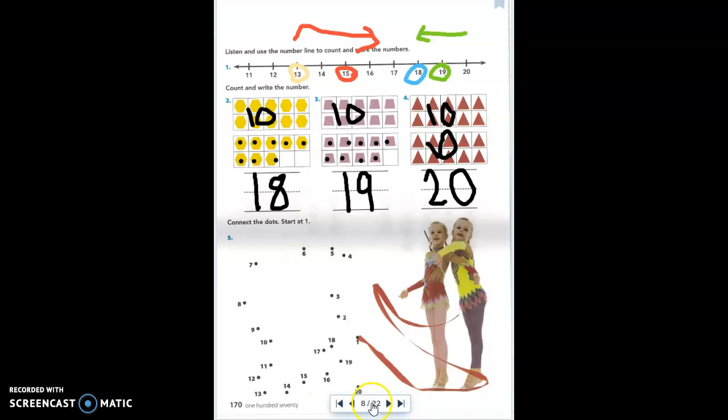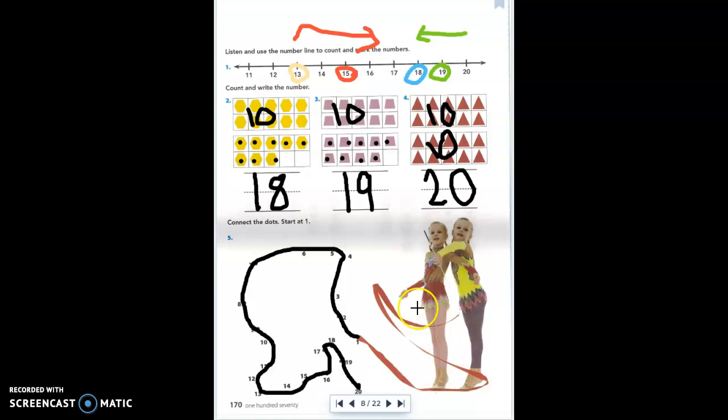For the last thing on our page, it says connect the dots, start at 1. We know that when we do a connect the dot, we always find the smallest number, and that's where we start. Number 1's down here at the tip of her ribbon, and I just need to go by counting. 1, 2, 3, 4, 5, 6, 7, 8, 9, 10, 11, 12, 13, 14, 15, 16, 17, 18, 19, and 20. So I just continued where her ribbon was going through the air.